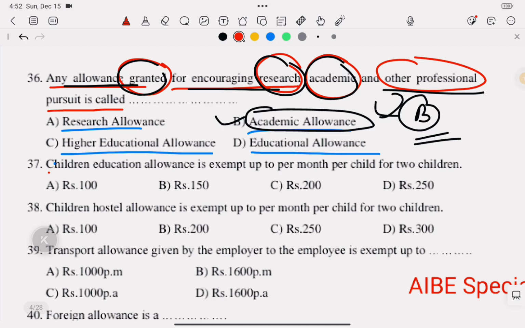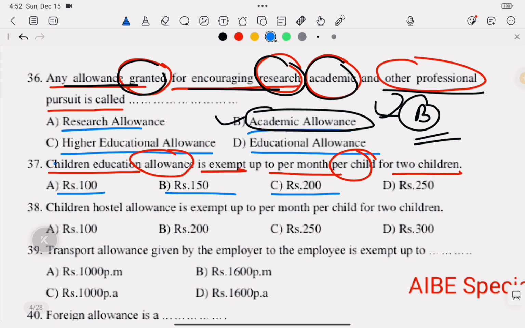So the next question is, children education allowance is exempt up to how much per month per child for 2 children? Let's see the options. Options are rupees 100, rupees 150, rupees 200, rupees 250. So in this case the correct option would be A, that means rupees 100. So in this case the correct option would be option A.